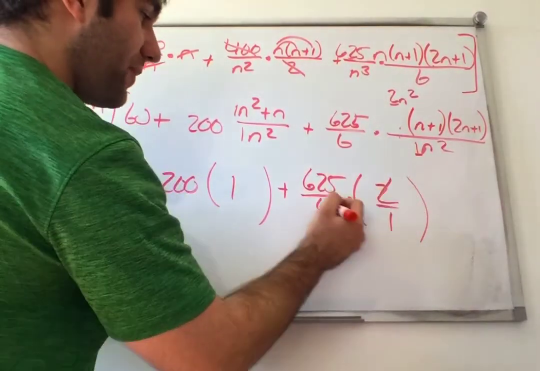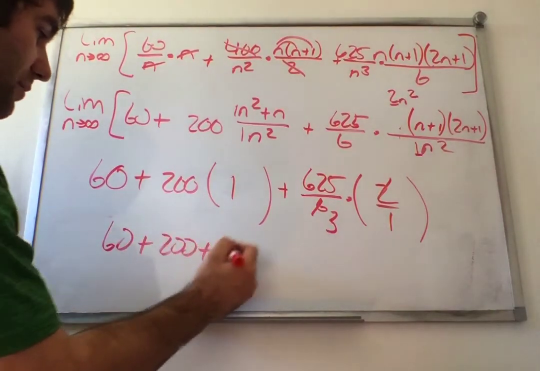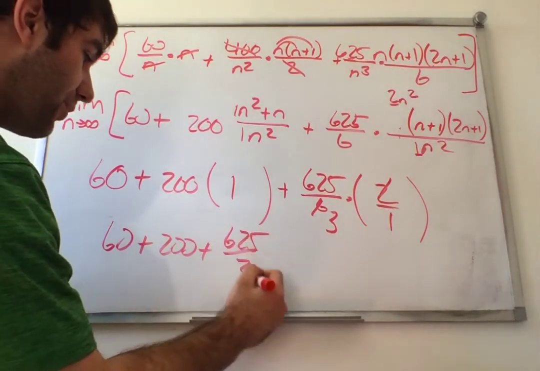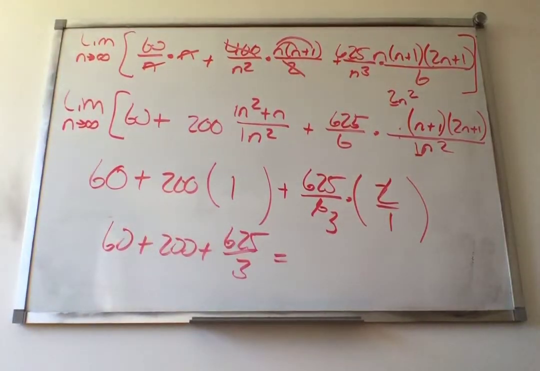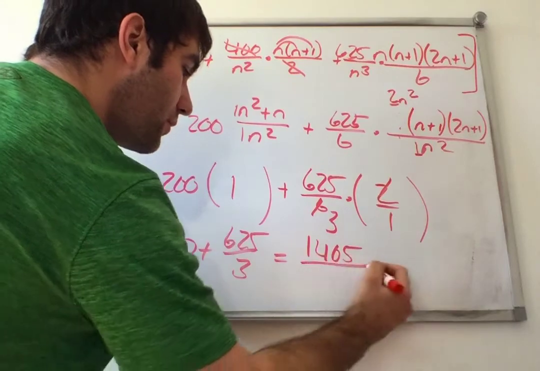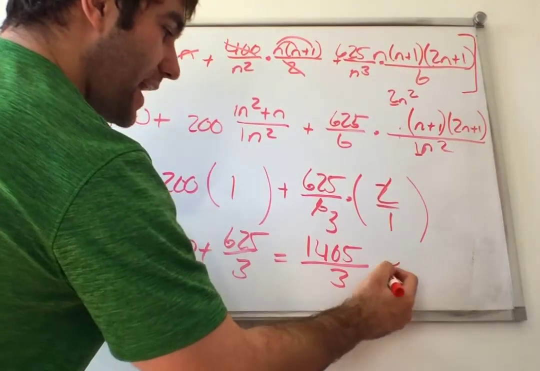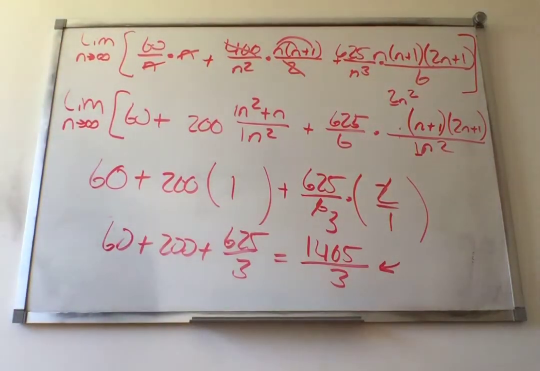So this could simplify. You get a 3 down here, so you get 60 plus 200 plus 625 over 3, which is equal to 1405 over 3. And this is the exact area underneath the curve. Okay.